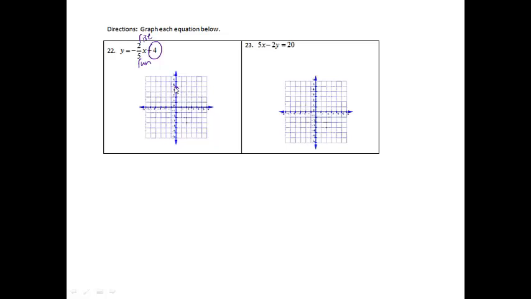So from here we're going to go down 2 because that's a negative, and then we're going to run 5 to the right. 1, 2, 3, 4, 5. Okay, and then we are just going to connect those. And we now have a line.